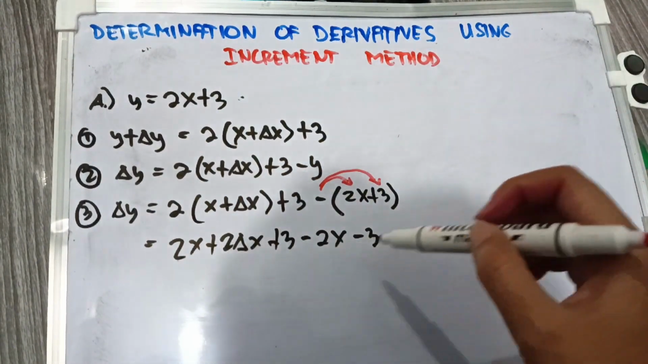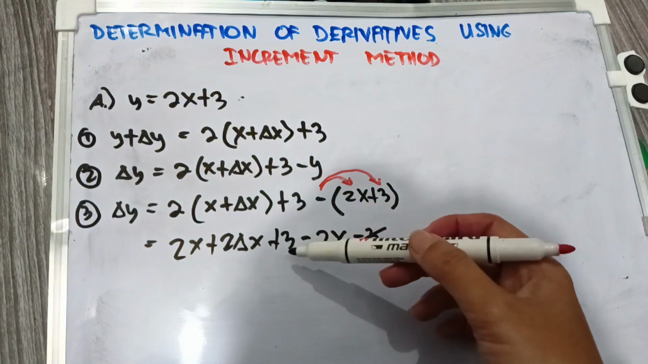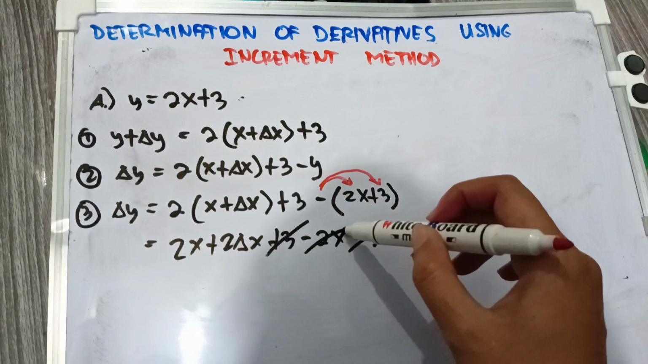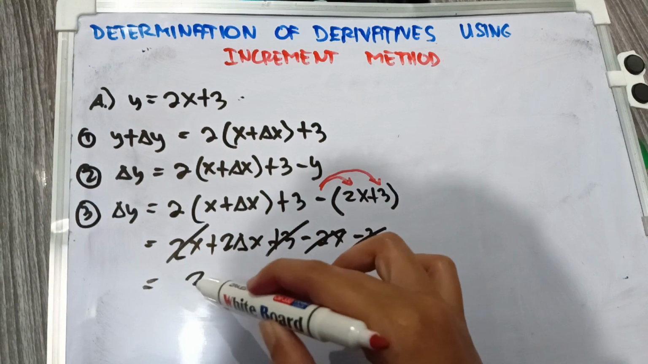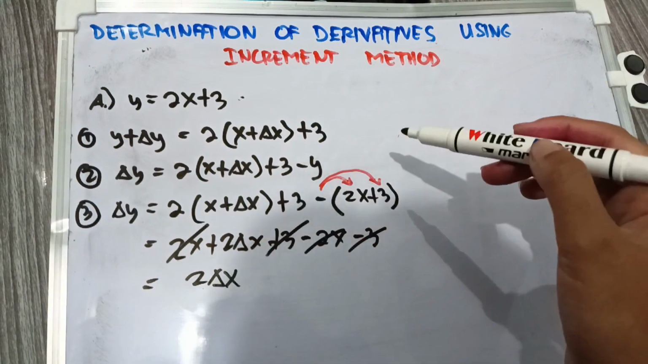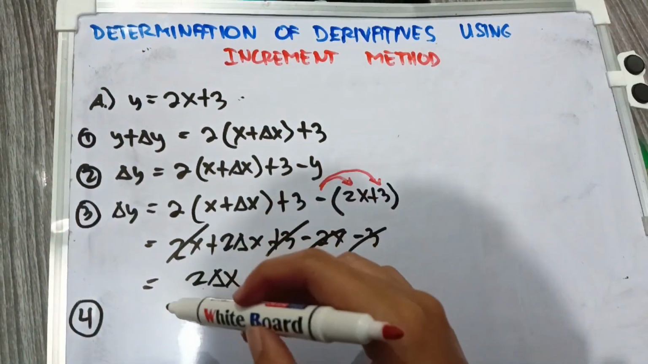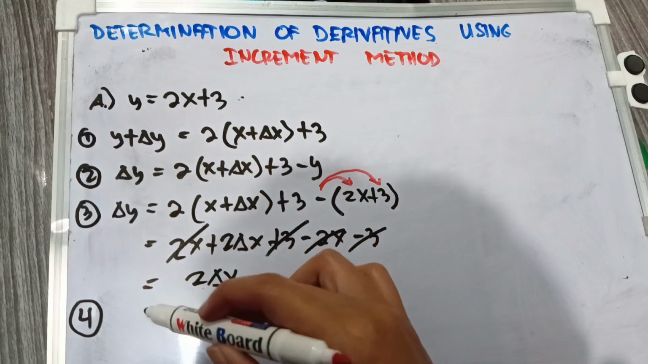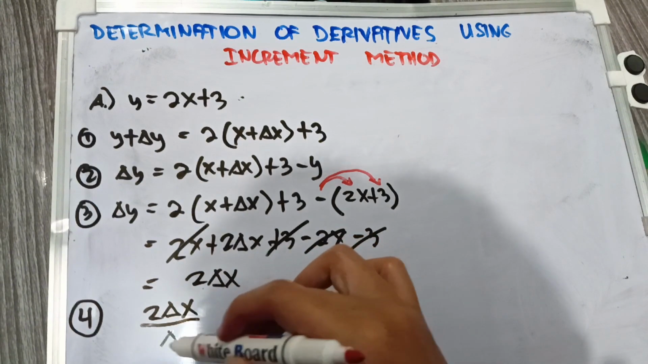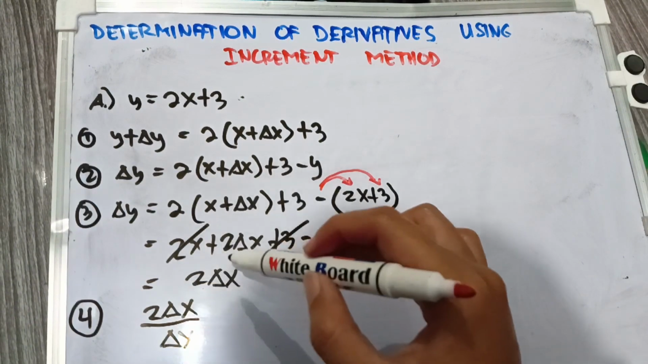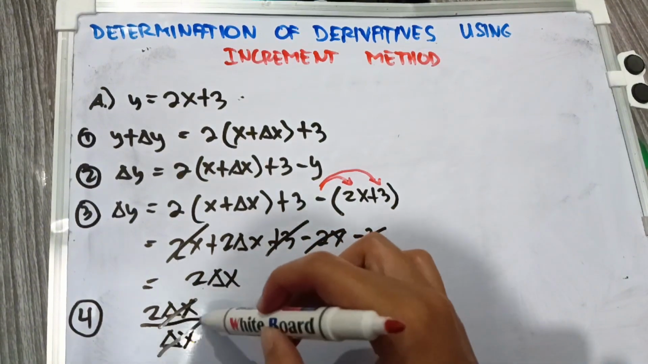Then let's cancel everything that could be cancelled. Negative 3 plus positive 3 is 0. Negative 2x plus positive 2x is 0. So the remaining is 2 delta x. Now in step 4, we're going to divide the function by delta x. That is 2 delta x divided by delta x. Then let's cancel this one, cancel this one.